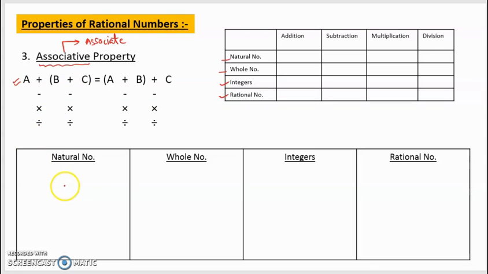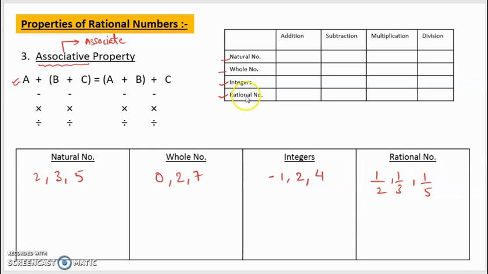Let us assume the natural numbers as 2, 3 and 5, the whole numbers as 0, 2 and 7, the integers as -1, 2, 4, and the rational numbers as 1 by 2, 1 by 3 and 1 by 5. I have assumed the numbers randomly. Now let us check one by one if they follow the associative property. Since there is a lack of space here, we will do it on the next page.